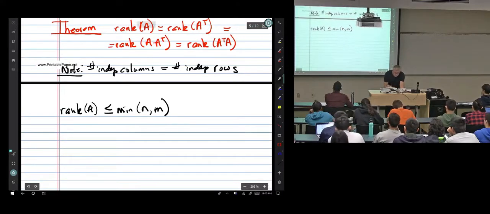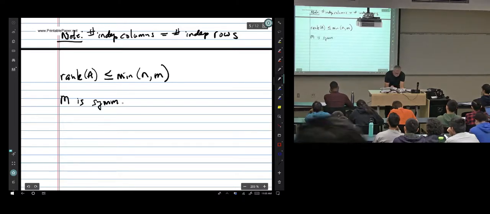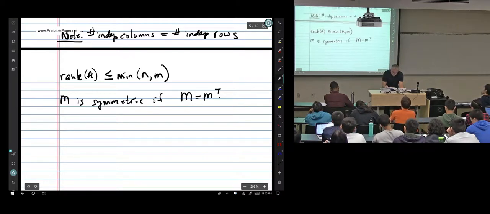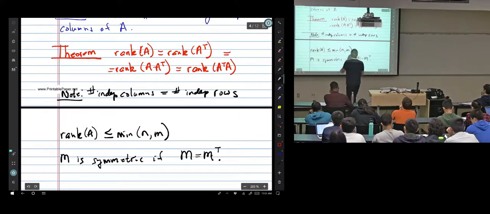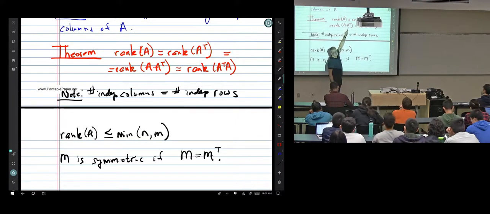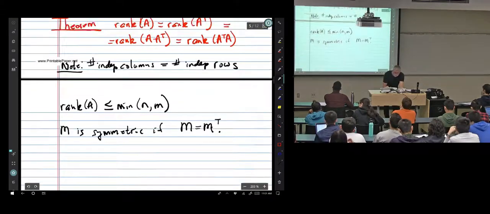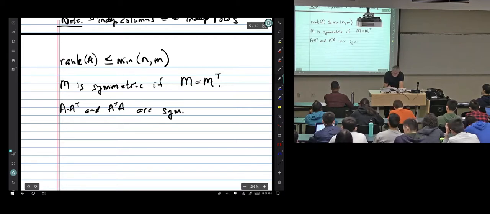Okay? Now remember, a matrix is symmetric if it's equal to its transpose. So now A transpose times A, what do you get? A times A transpose. Transpose this matrix, what do you get? Same thing, okay, so these things are automatically symmetric. A times A transpose and A transpose A are symmetric.